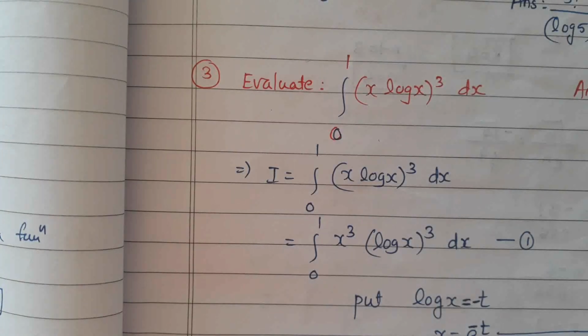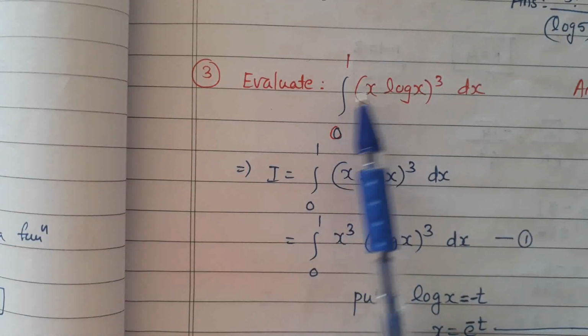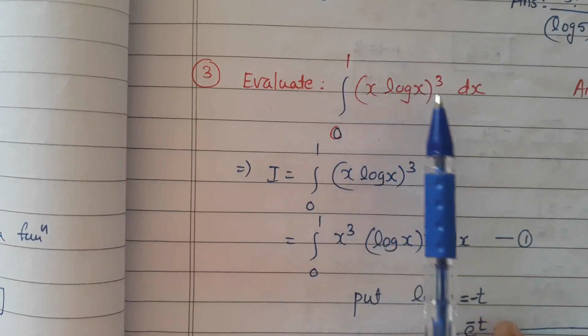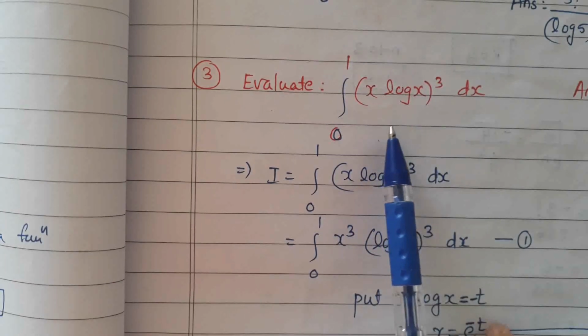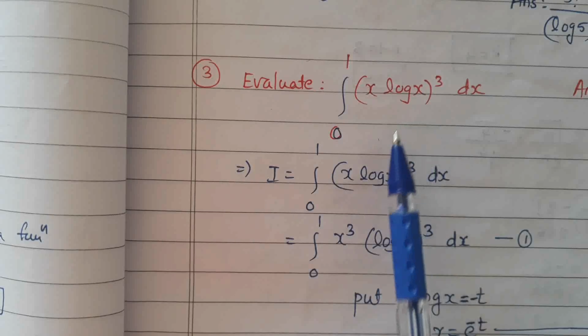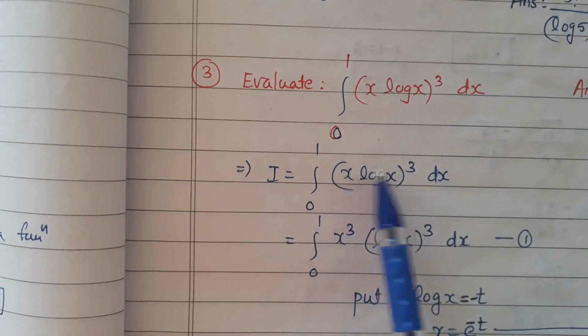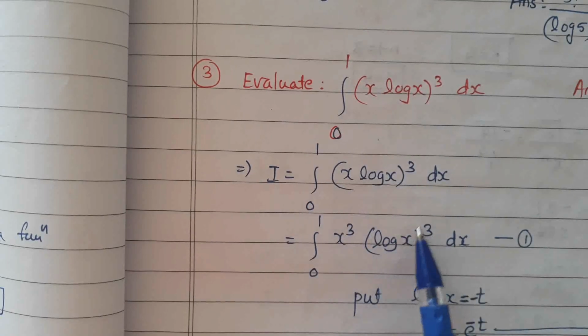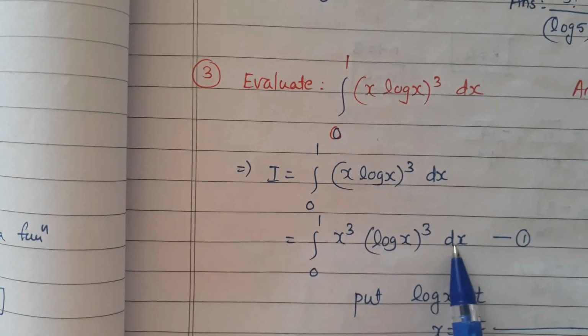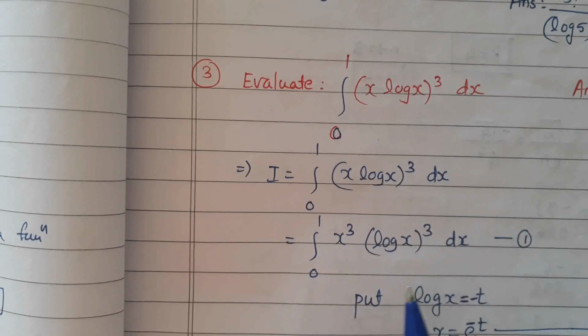Next question on the gamma function. Evaluate integral 0 to 1 x log x cube dx. To write this integral in the form of gamma function, we need some appropriate substitution. So write this integral as 0 to 1 x (log x) to the power 3 dx, equation number 1. Using this function only you will get one of the functions in the form e raised to minus t.